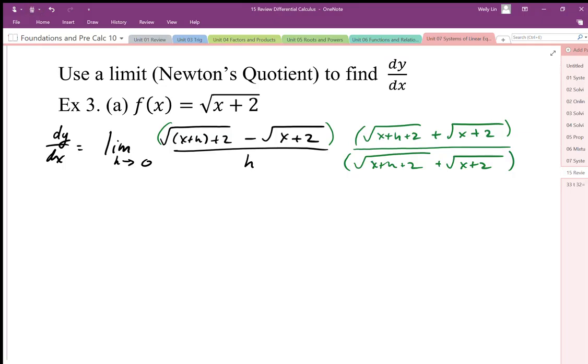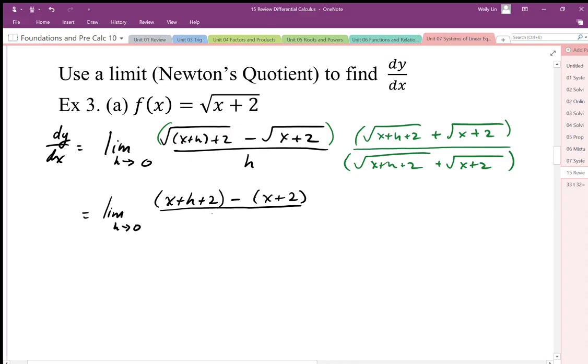When I do that, I'm going to end up with the limit as h approaches 0. This becomes a difference of squares, so I end up with the square root of x plus h plus 2, squared, minus the square root of x plus 2, squared, which gets rid of the square root. That frees up my h. In the denominator, I can't multiply this out, so I'm just going to keep it the same: the square root of x plus h plus 2, plus the square root of x plus 2.